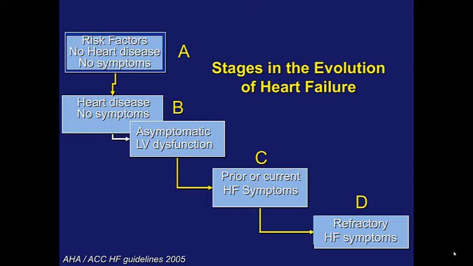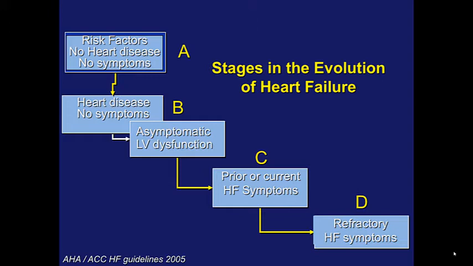It's important to note the stages in the evolution of heart failure. We have 4 stages, stage A, B, C, and D. A are patients who have risk factors for heart disease, but they have no heart failure or symptoms. So they may have hypertension, diabetes, hypercholesterolemia, but they haven't developed any heart failure structurally. Your stage B are your asymptomatic LV dysfunction patients. They have a weak heart, but they just don't know about it yet. C's are your prior or current symptoms of heart failure, and your D are your refractory heart failure. These are the patients that we're going to really talk about today.